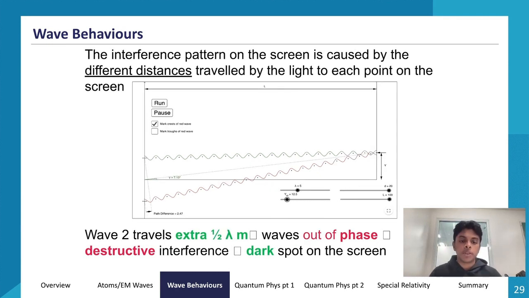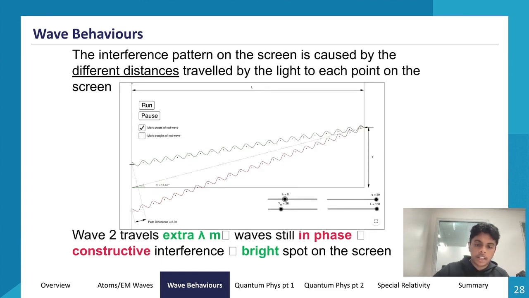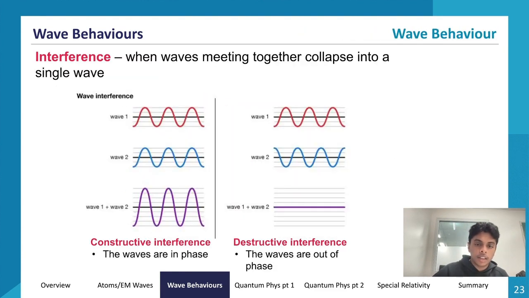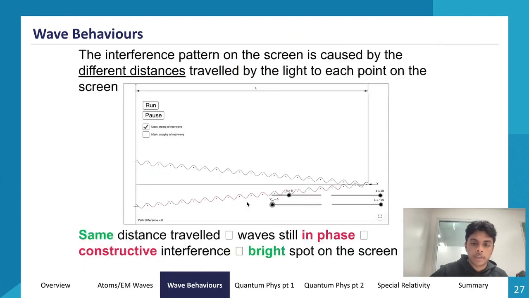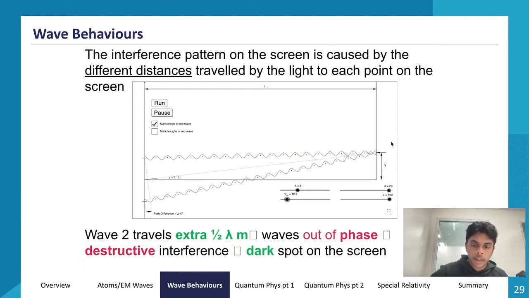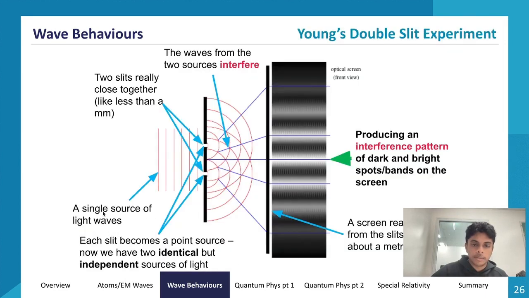Now what happens when wave 2 travels an extra half a wavelength? When it travels a half a wavelength, now they're out of phase. If they travel an extra half a wavelength, it looks like this. Because it looks like this, they're now out of phase, so they undergo destructive interference. When they're out of phase, we get a dark spot on the screen.